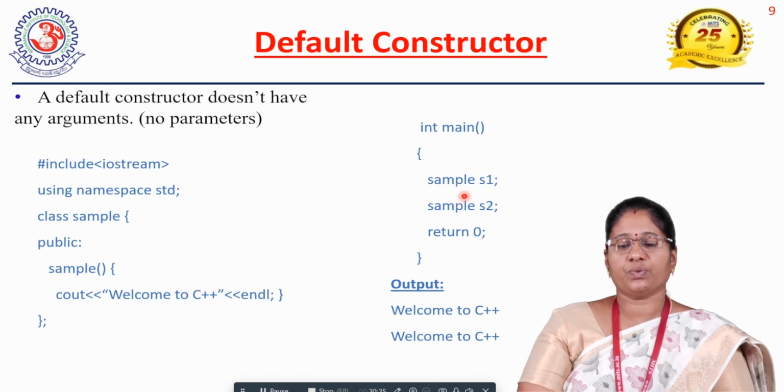Here I have to use two different objects. One is S1, another is S2. If I create these objects, it automatically assigns and displays those values. If you look at this output, you have the same value printed two times because I created two objects, S1 and S2. So the same value you get is Welcome to C++. And again, one more time you will get Welcome to C++.